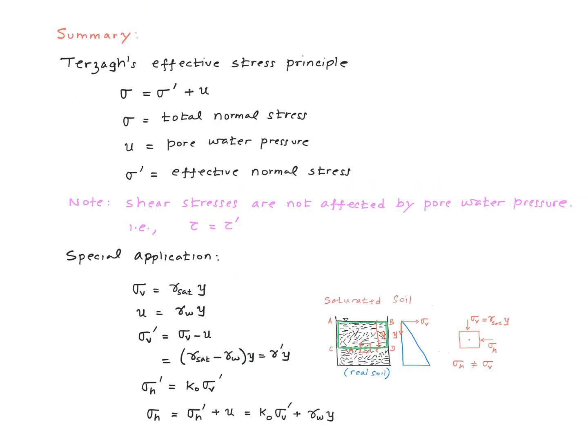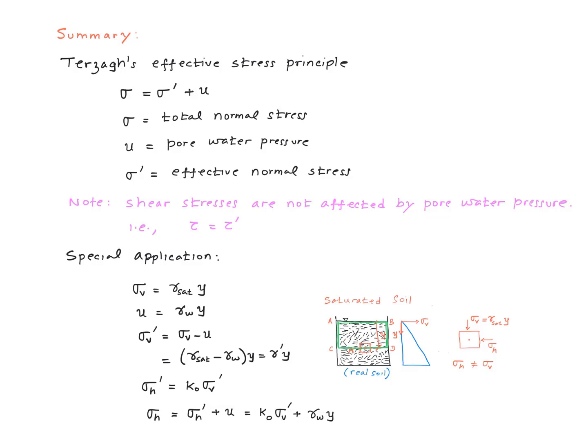To summarize what we did so far, here is Terzaghi's effective stress principle. Sigma equals sigma prime plus U. Sigma is the total normal stress, U is the pore water pressure, and sigma prime is the effective normal stress. And this is a fairly general equation. Sigma here can be the normal stress on any plane. It could be the normal stress on the horizontal plane, and it could be the normal stress on the vertical plane. Also note that the shear stresses are not affected by pore water pressure. In other words, the total shear stress is the same as the effective shear stress.